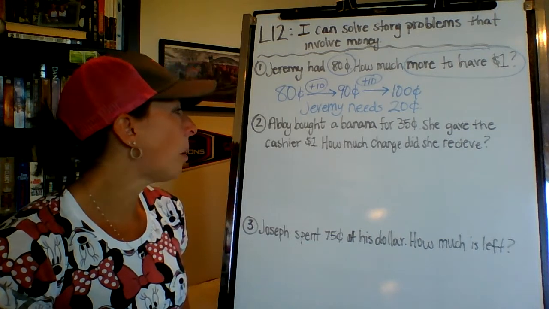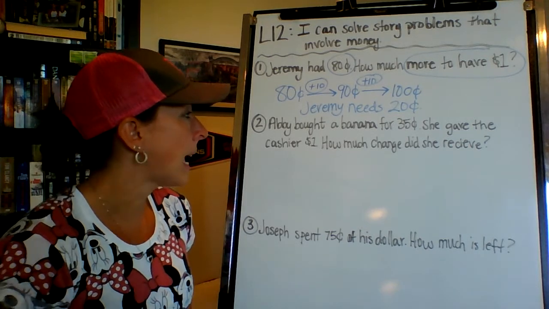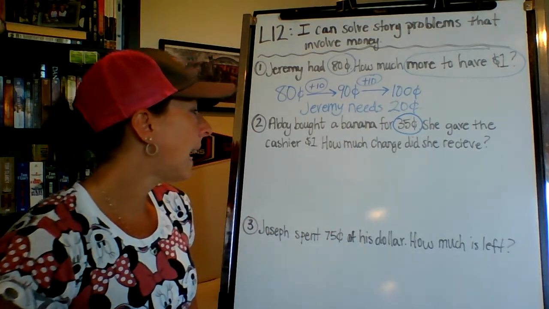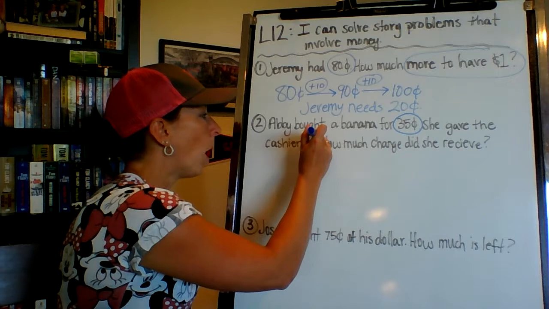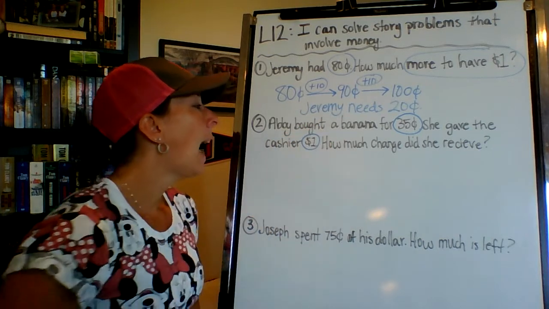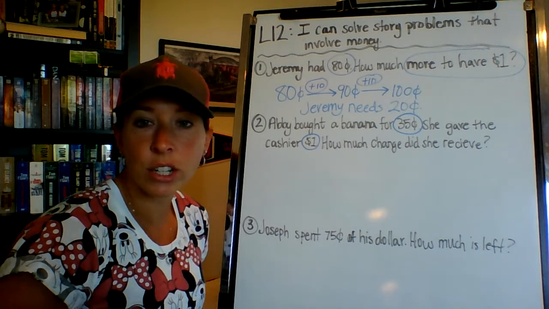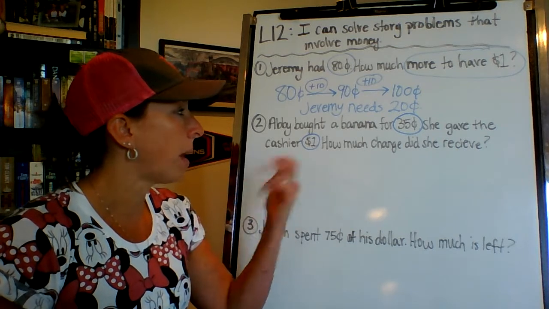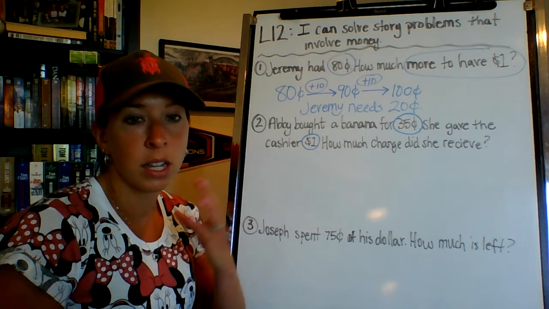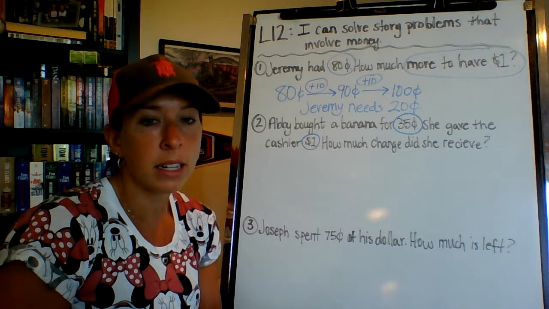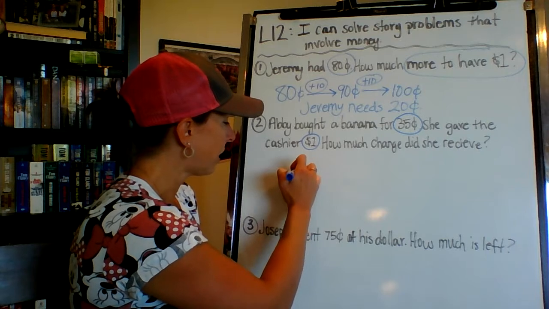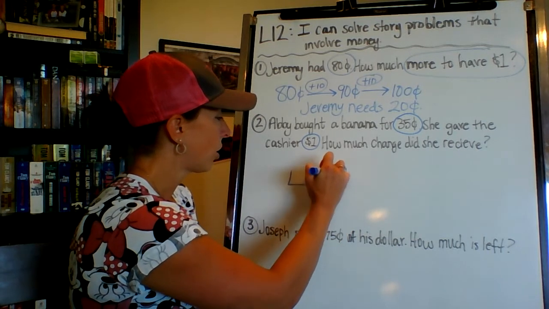All right, on to number 2. Abby bought a banana for 35 cents. She gave the cashier $1. How much change did she receive? So she's going to the grocery store and a banana costs 35 cents. She gives the cashier $1 and they're going to give her some money back because the banana didn't cost $1, right? So let's use a tape diagram for this one just to show our work.